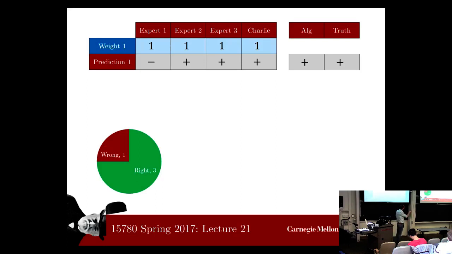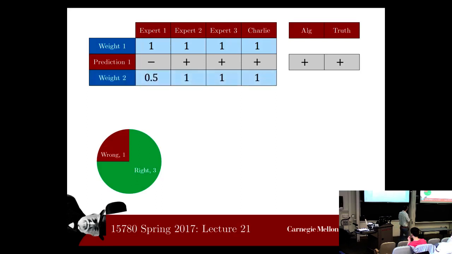What we're going to do is penalize the one expert who got it wrong by cutting its weight in half. But let's take a look at this illustration. What we had is 3/4 of the total weight was right, 1/4 of the total weight was wrong. And we're going to take the one expert who had this weight and cut this weight in 1/2. So now the expert who made the mistake before has weight 1/2, and everybody else has weight 1 like before, because they got the previous guess right.